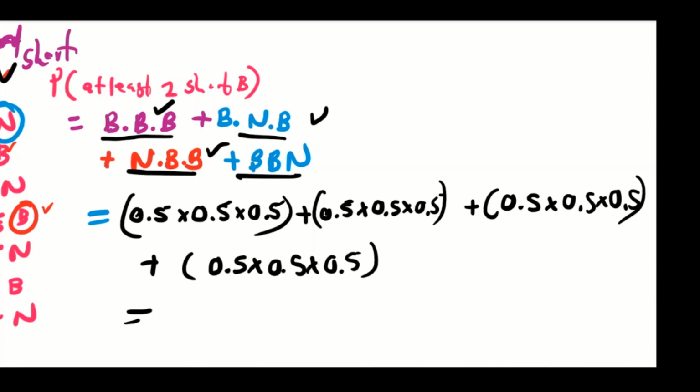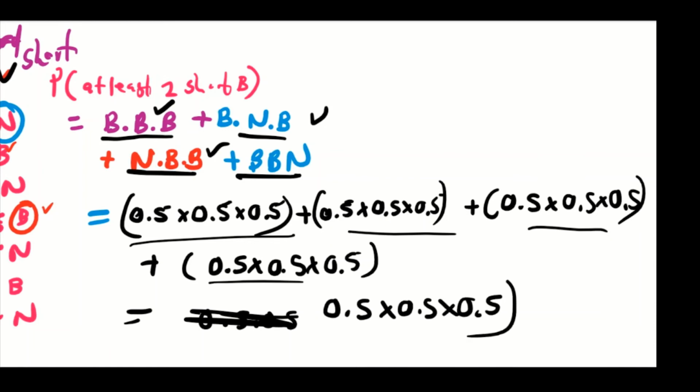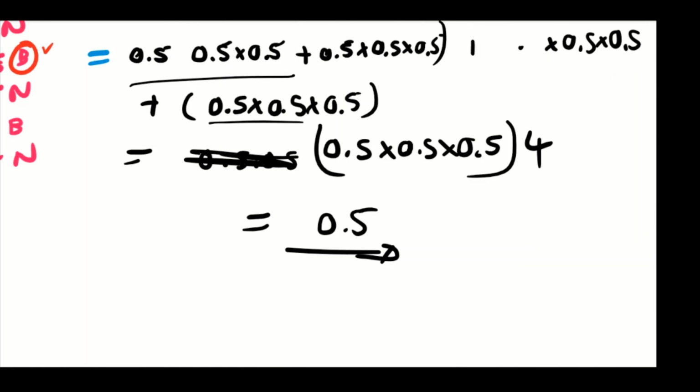And then we are going to add all these products here, right? Let me write it properly. So it's 0.5 times 0.5 times 0.5 multiplied by 4, right? And the answer that you need to get for this problem here is 0.5, right? As your answer. Let's now go to another question.